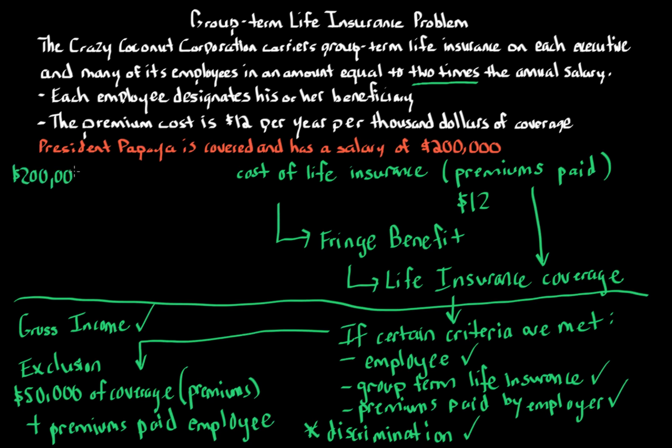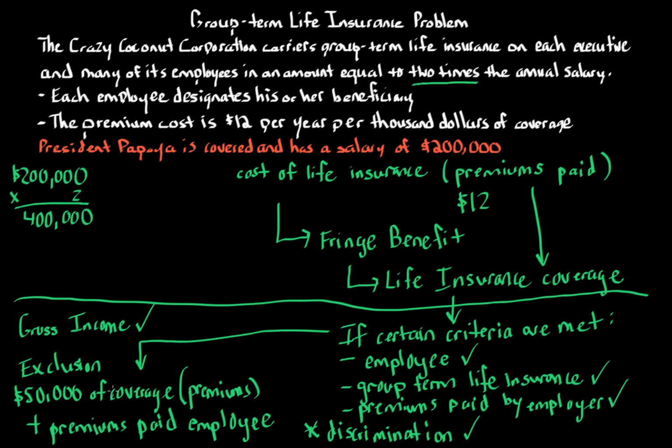$200,000. And we're told that Crazy Coconut Corporation has life insurance coverage equal to 2 times annual salary. So we multiply that $200,000 times 2, and we get $400,000. So that's the amount of the life insurance policy carried during the year on President Papaya. So that is the amount.